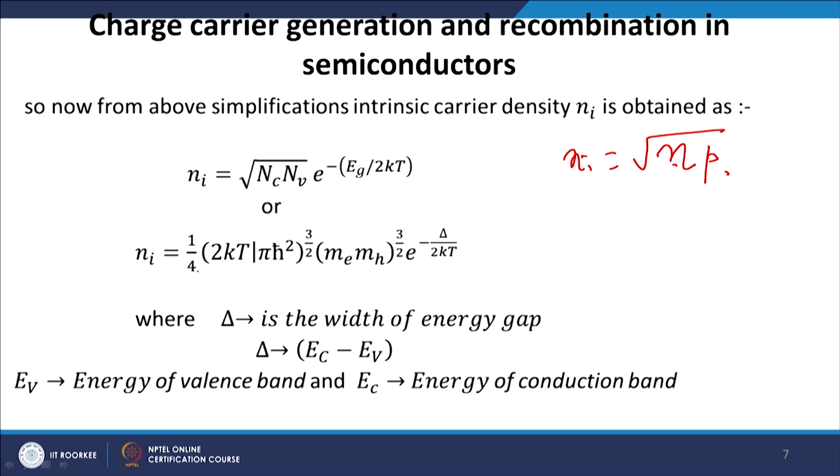where Ni is equal to 1 by 4 (2kT by pi h bar squared) to the power 3 by 2 (Me Mh) to the power 3 by 2 e to the power minus delta by 2kT, where delta is the width of the energy gap and delta is equal to Ec minus Ev, where Ev is the energy of the valence band and Ec is the energy of the conduction band.